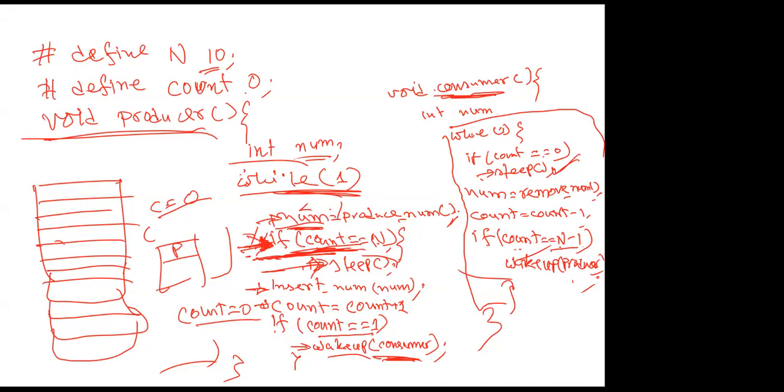Let's say your consumer function is now in sleep mode, or block state. This is the ready state. If you consider this is RAM, this part is for ready state processes, and this part is for block state processes. Your consumer is now in block state, because its count is 0 and it goes to the block state.